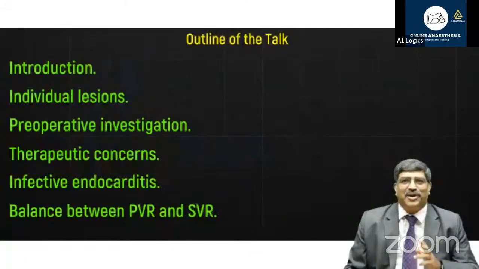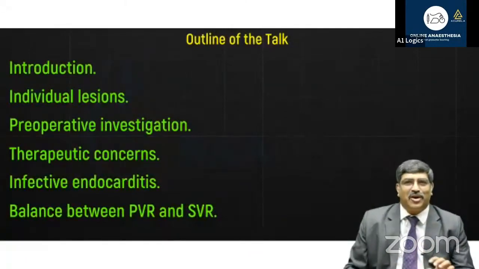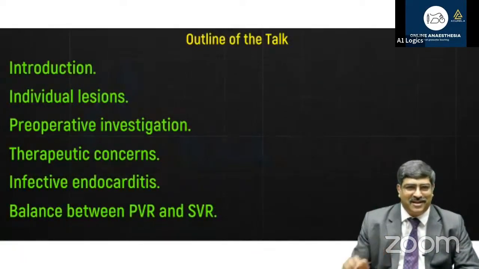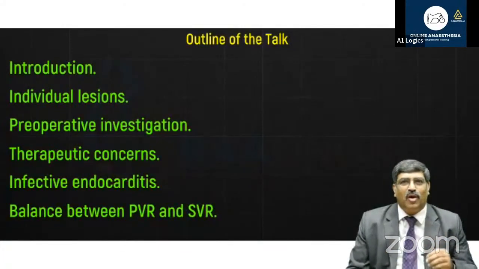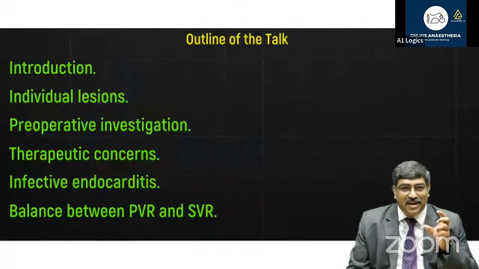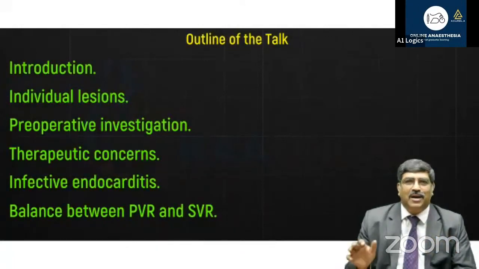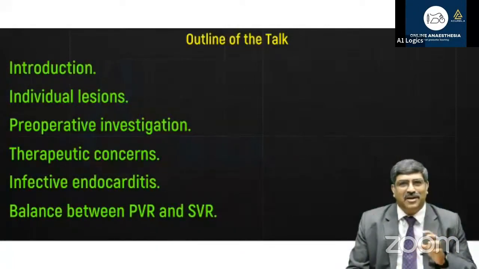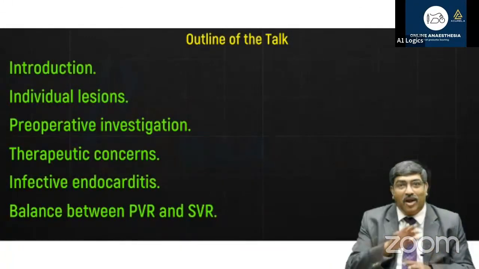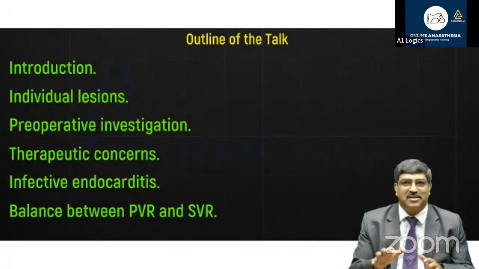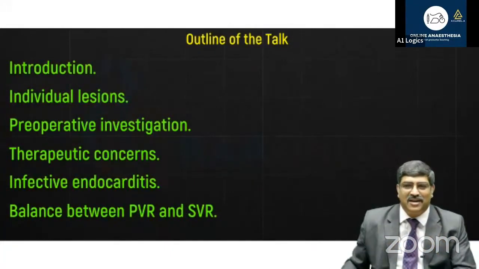In the next 45 minutes, I will be talking about a brief introduction of congenital heart disease, then deal with them individually: the preoperative imaging modalities, and therapeutic concerns in the intraoperative period. Before winding up, I will give a small brief account about infective endocarditis and how you balance the circulation by altering your pulmonary vascular resistance and systemic vascular resistance.